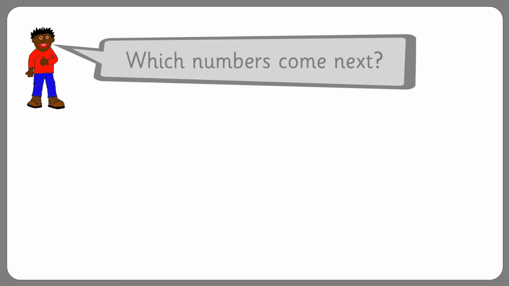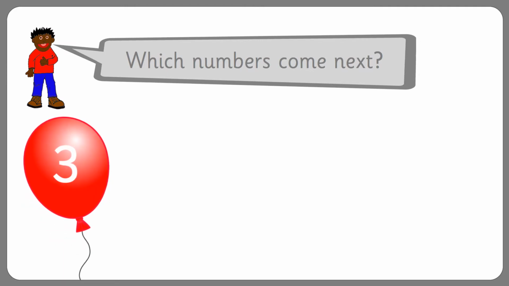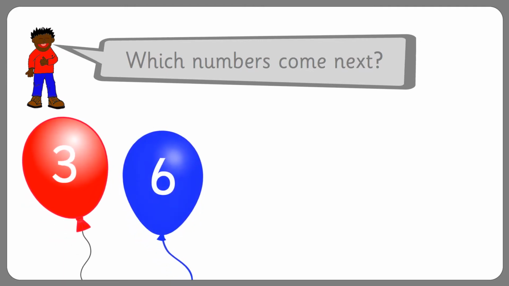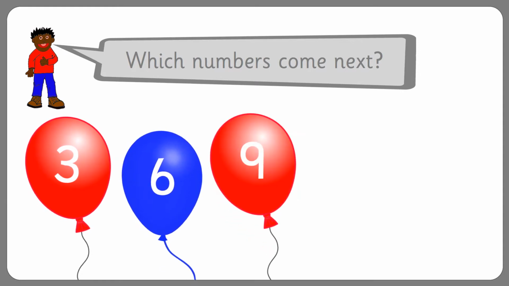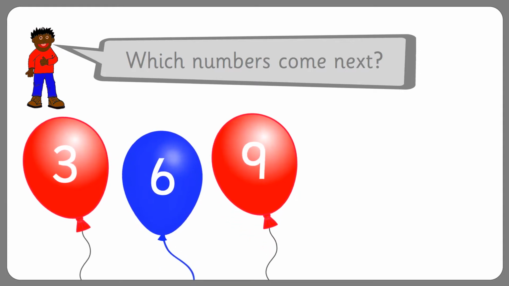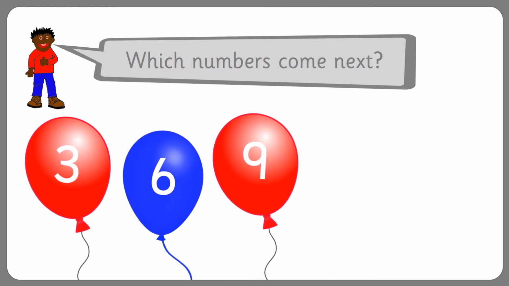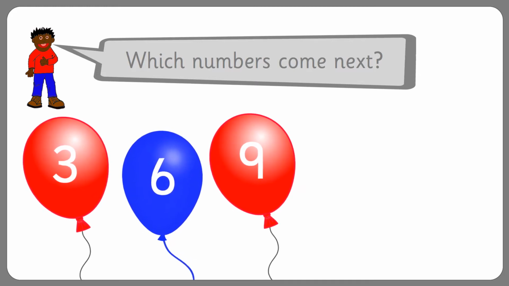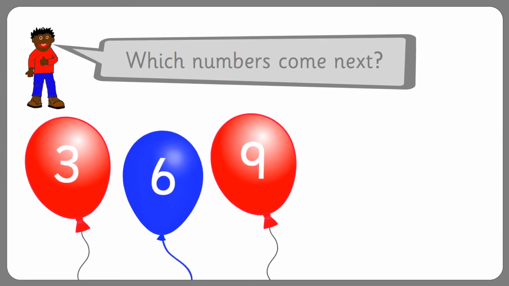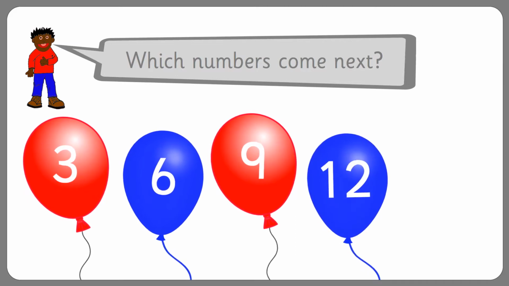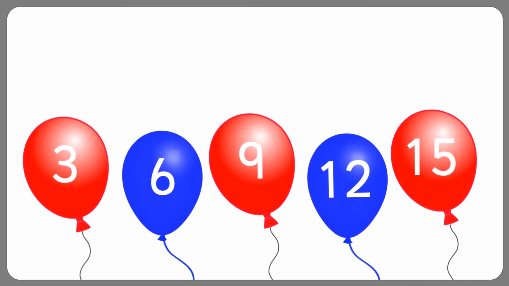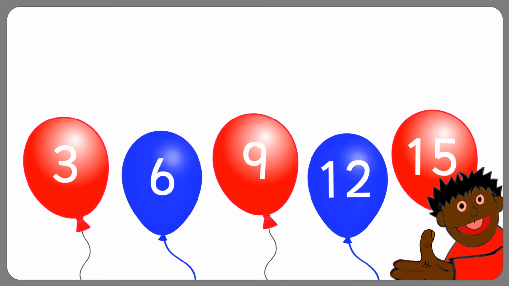Okay, here's Sunny with our next one. So we've got a 3, and then we've got a 6, and then we have a 9. What are the next two numbers in this sequence? Okay, have you had time enough to do it? Okay, let's see what the next balloons are. So we had 3, 6, 9. The next one was 12. And then after that it was 15. Super work if you got those ones right.